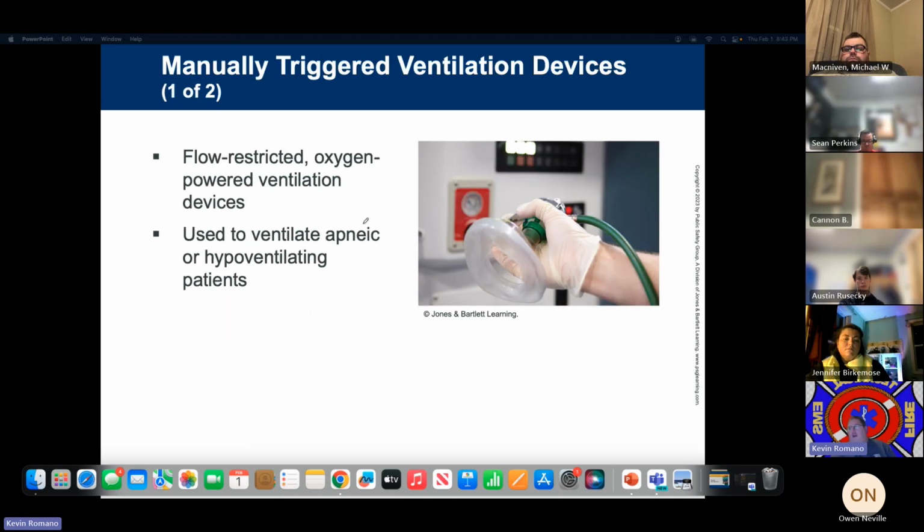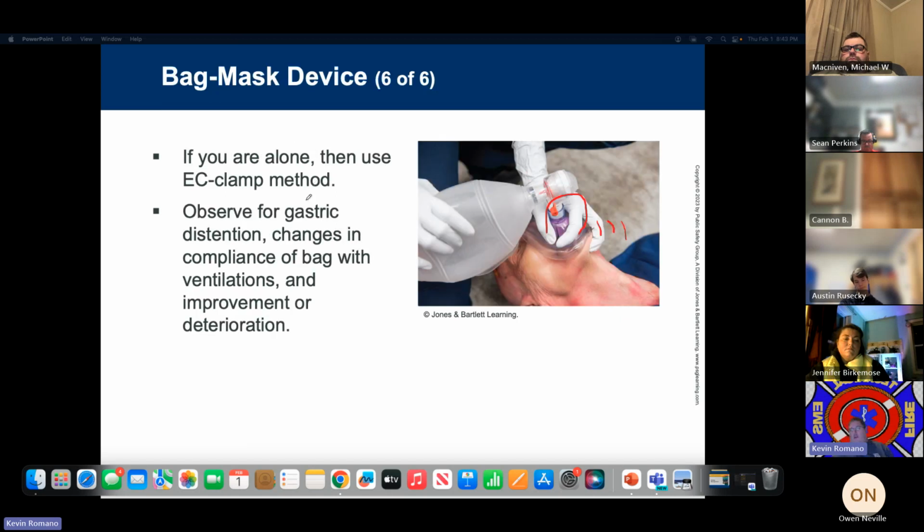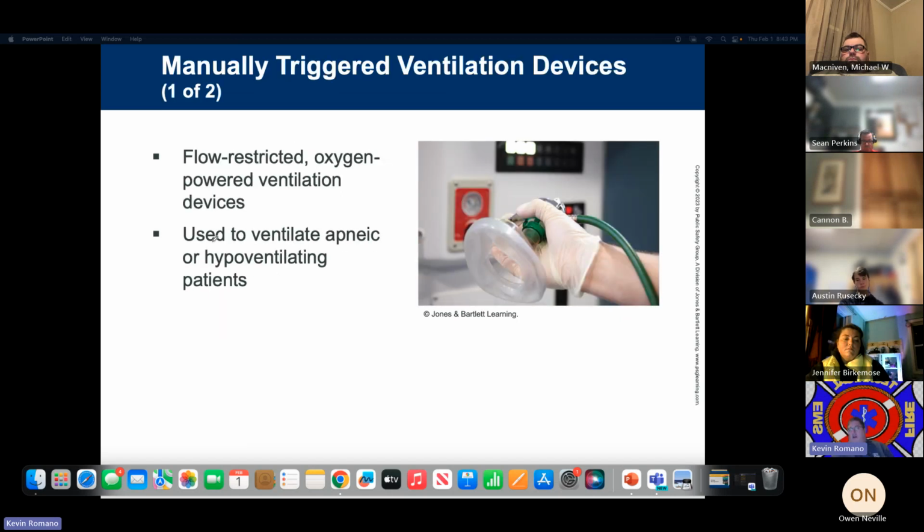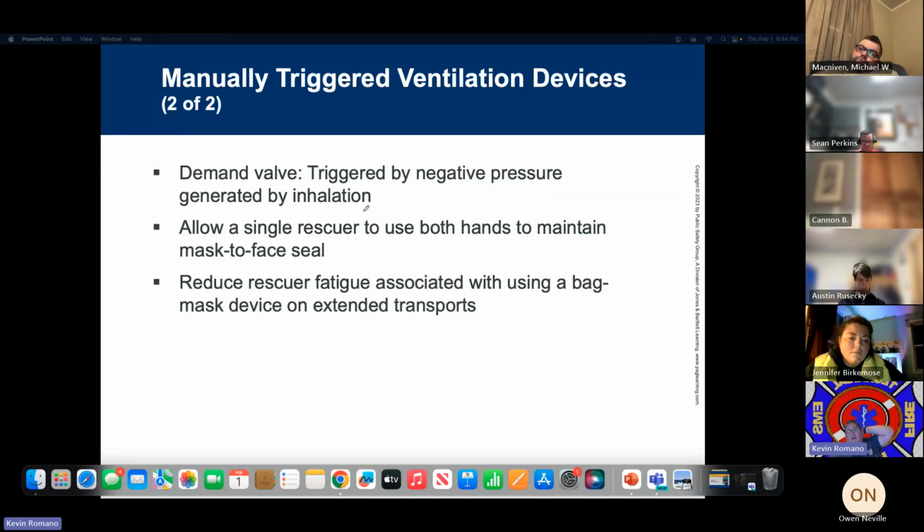This is a manually triggered ventilation device or a flow restricted oxygen powered device used to ventilate apneic or hypoventilating patients. Right? We are not carrying these in the ambulance, but it's called a FROPVD, or MTV, which is a manually triggered ventilation device. I see more of these in hospital use, like in the ORs and things like that. But working in the ER, I've never had to use these. On the ambulance, we never had these either, at least not for me.